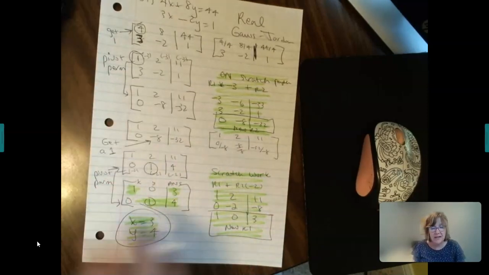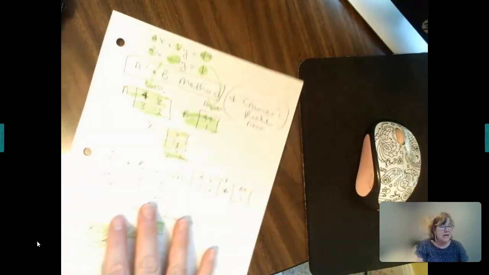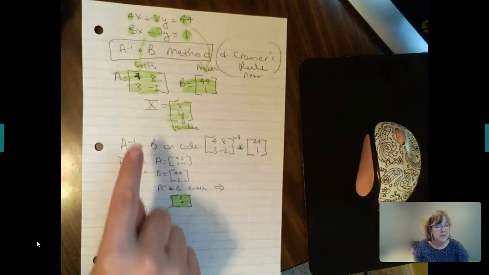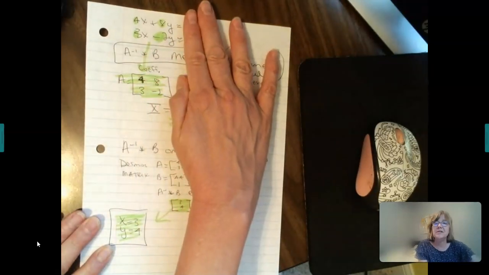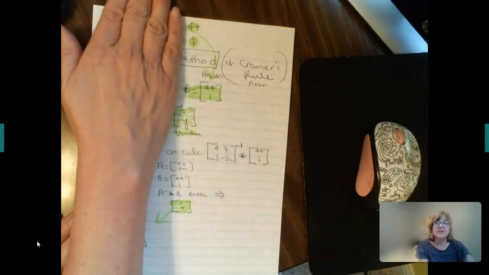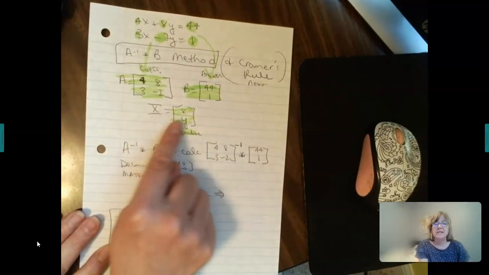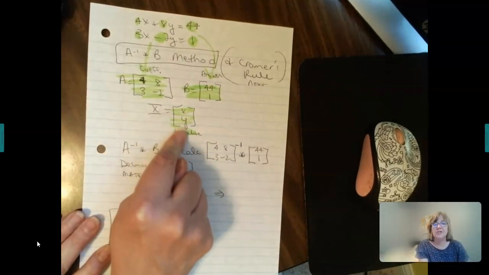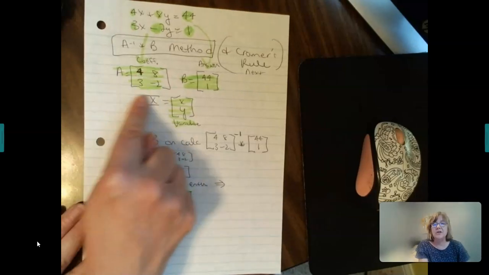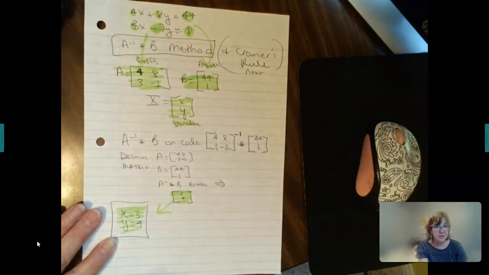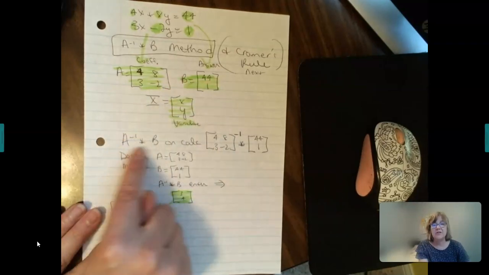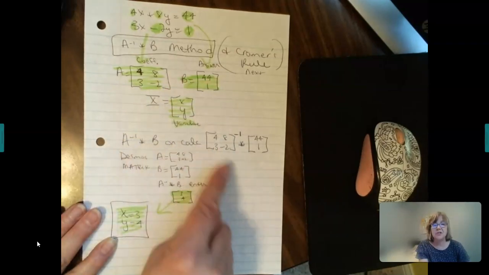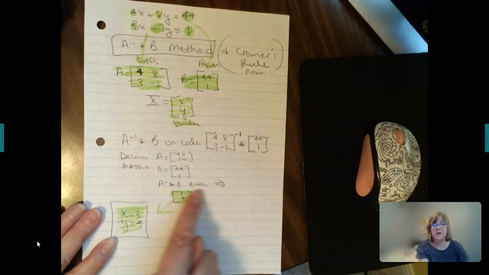All right, let's see. The next one is the A inverse B method. So A is just all the coefficients over here, no X's or Y's. B is your answer matrix, just those. The X is just your XY, okay, just your variables. On a calculator, and you'd use Desmos matrix, edit A, edit B, and then on a calculator, just do A inverse B. So you can just type in A inverse B on a calculator.